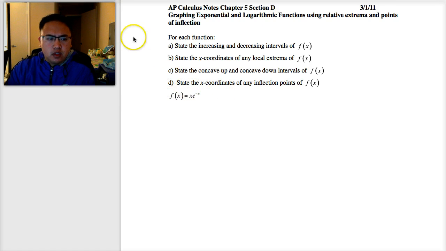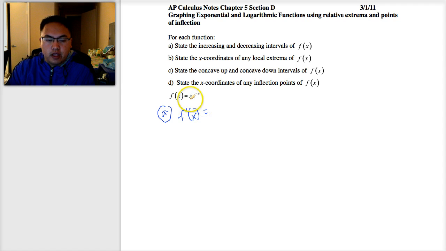Okay. So first off, it says increasing and decreasing intervals, and it also says what are the local extrema. So where are the mins and the maxes. If I want to know increasing and decreasing and the mins and maxes, what I have to do is take the first derivative. So I'm going to take the first derivative of this, f prime of x.